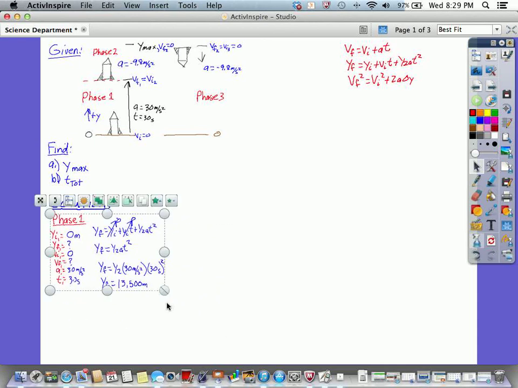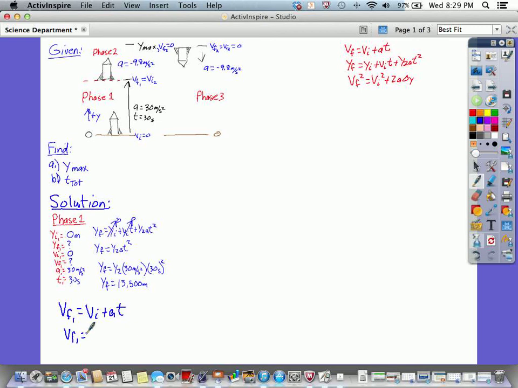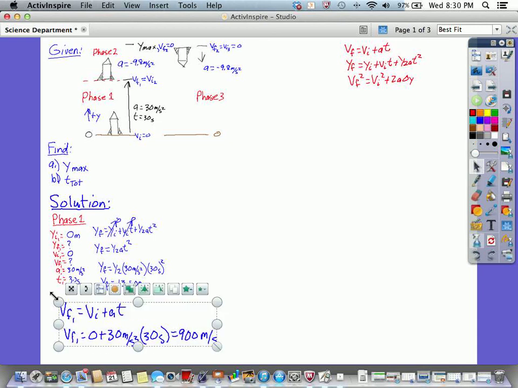Shrink this up just a little bit. Now we know Y final there, but we also need to know my final velocity in phase 1, which is my initial velocity plus acceleration times time. Plugging in, we get 0 plus 30 meters per second squared times 30 seconds, which is 900 meters per second. So now we know some information as we go into phase 2.